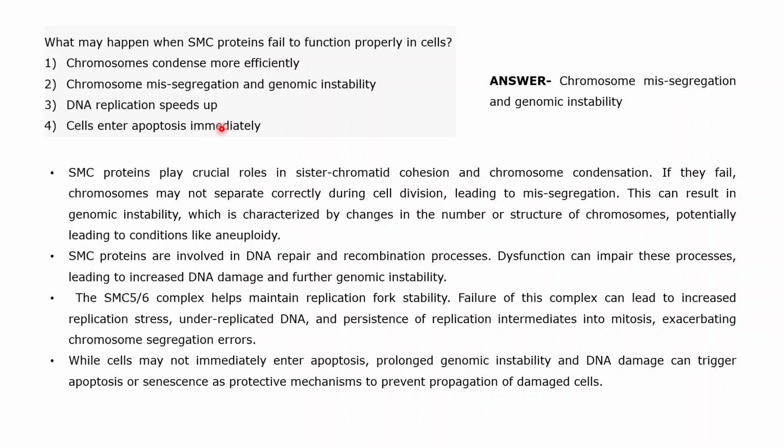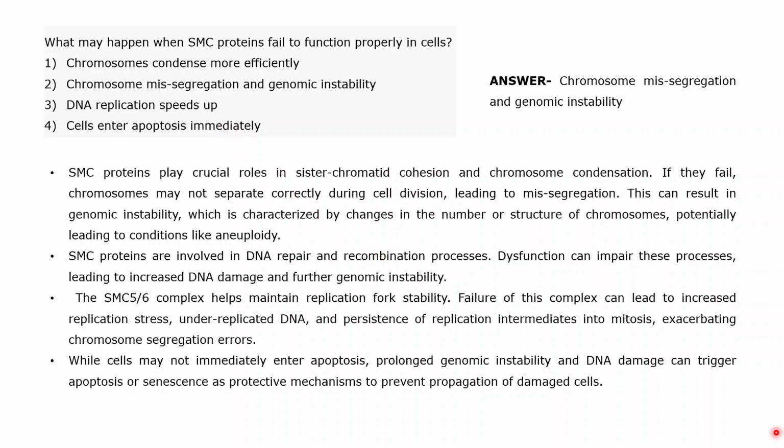And apoptosis does not happen immediately. However, apoptosis can happen if it is identified that there is a problem there, but it takes some time for the cells to recognize that this cell has some problem, so it needs to undergo cell death or apoptosis. So it's not like it immediately undergoes apoptosis. It has to go through some checkpoints, and only afterwards it undergoes apoptosis.